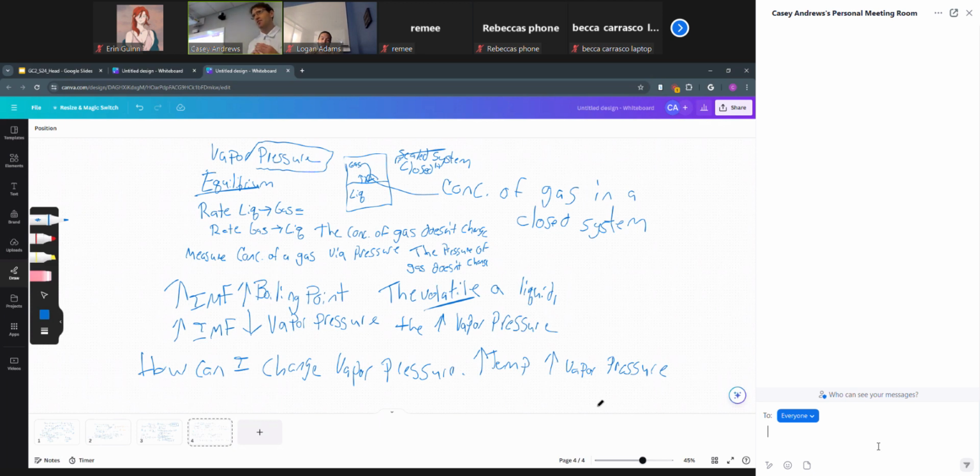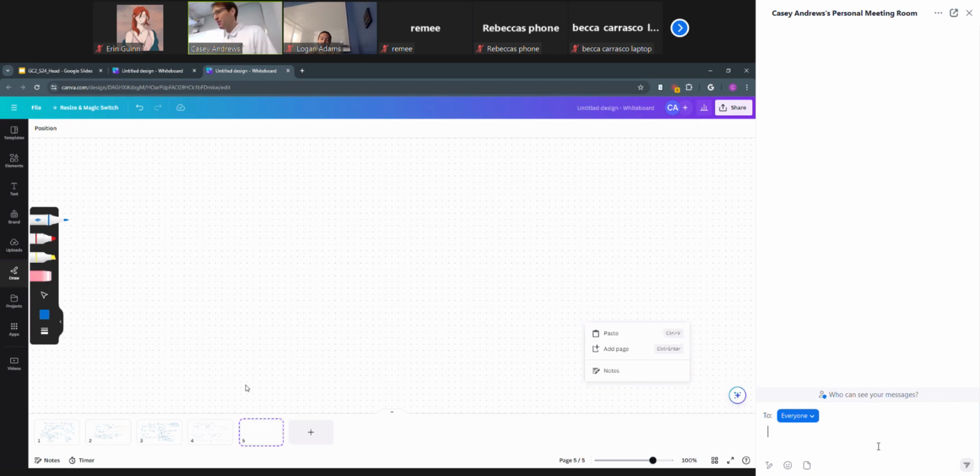Anything else? All right. Now I have to go back to what slide I was on because I just jumped ahead like a week and a half. All right. So let's talk about, okay, my math people, we're back. Let's talk about how we measure delta H vaporization.